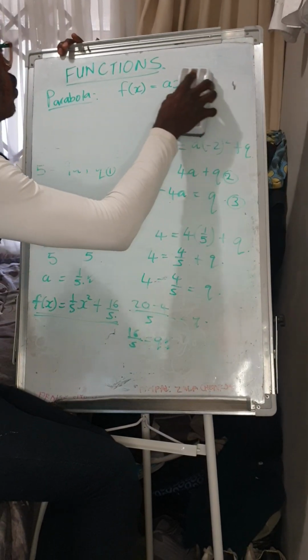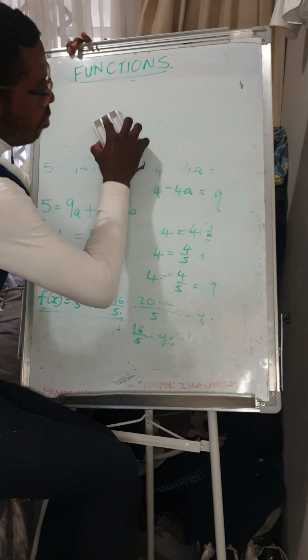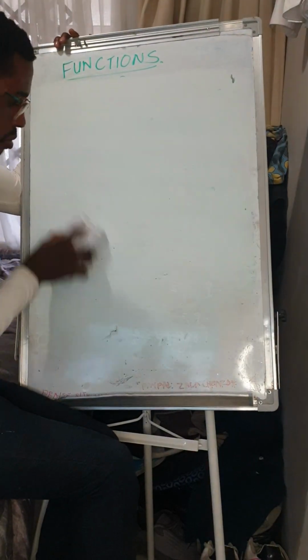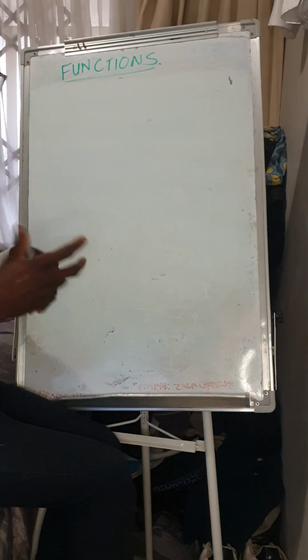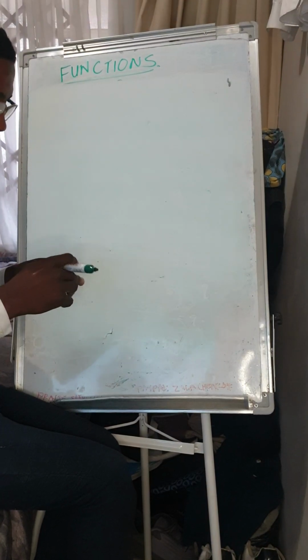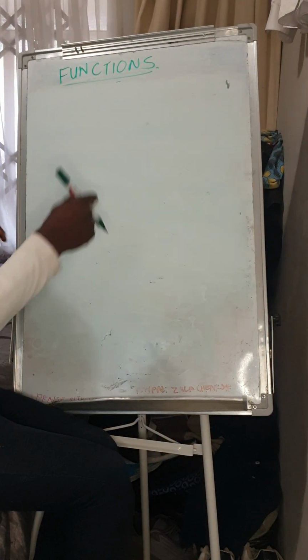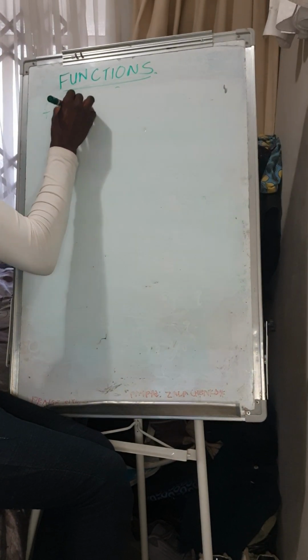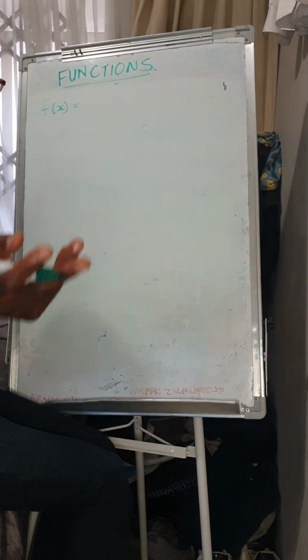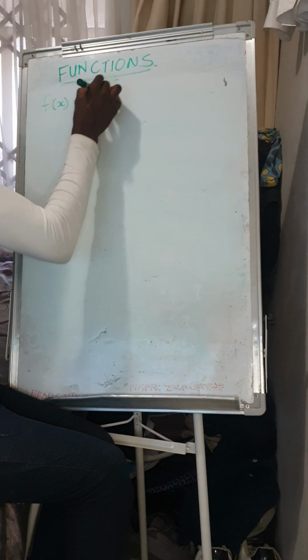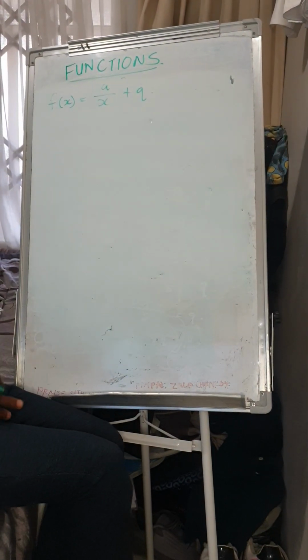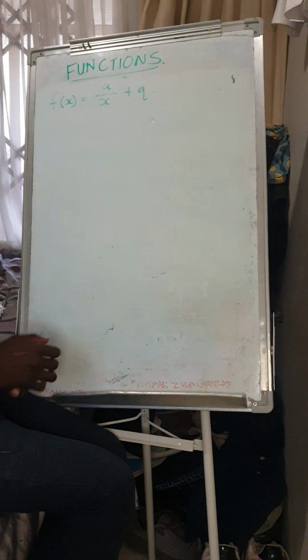We have this one also, the hyperbola. Before you rest your mind, quickly let's go through the hyperbola. I know I'm in a hurry, but I need to get this done in time. The hyperbola is of this form: f of x equals a over x plus q.